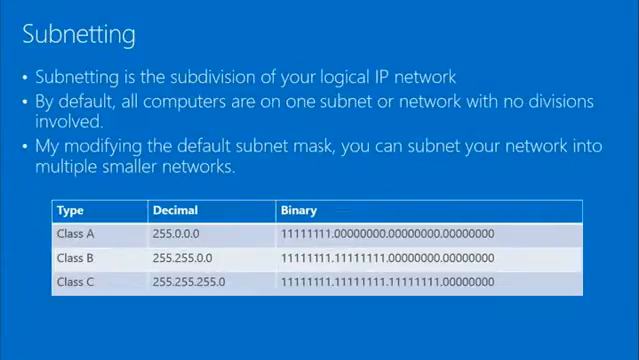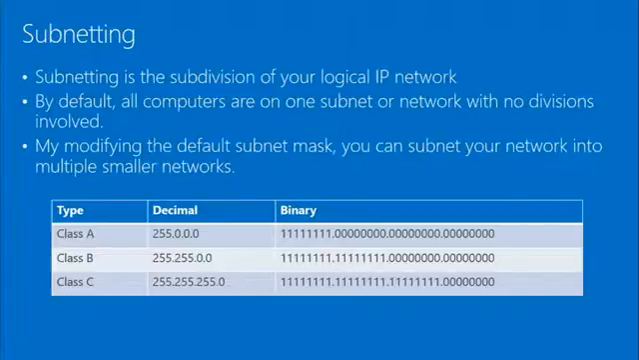To create these networks, we use a process called subnetting, and this is where that math comes in. It's a subdivision of your logical IP network. By default, all computers are on one subnet, and you need to use the subnet mask to configure this a bit. By modifying the default subnet mask, you can divide your network into smaller networks.